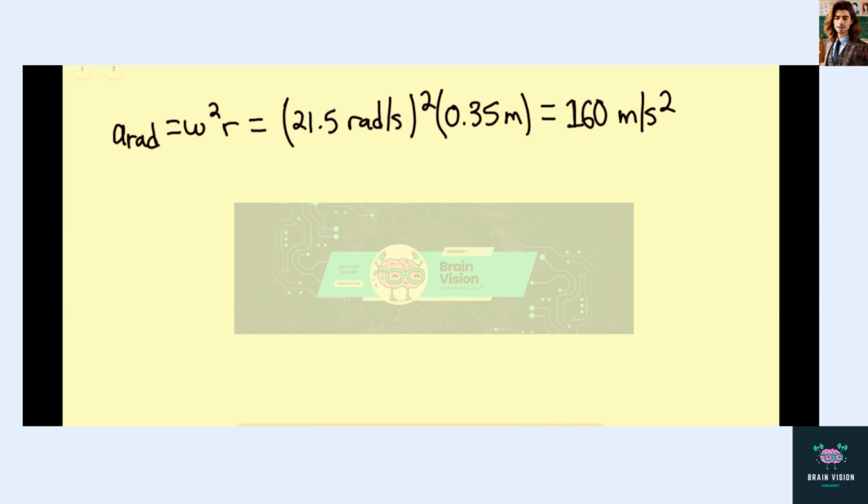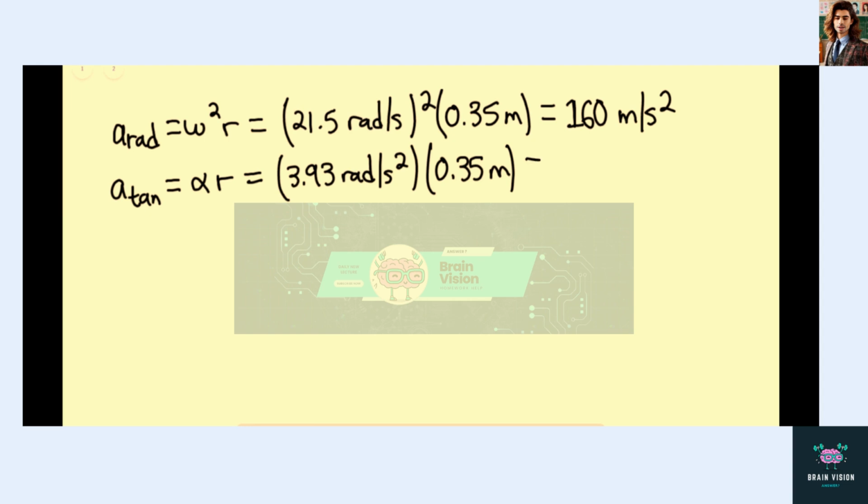And then to find the tangential acceleration, we can say that the tangential acceleration would be equal to the angular acceleration multiplied by the radius. So this would be 3.93 radians per second squared, multiplied by 0.35 meters. This is giving us 1.4 meters per second squared.